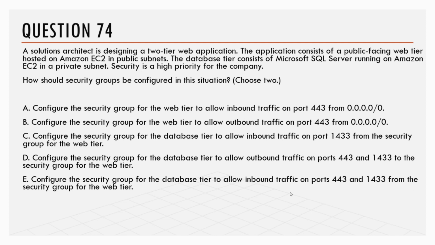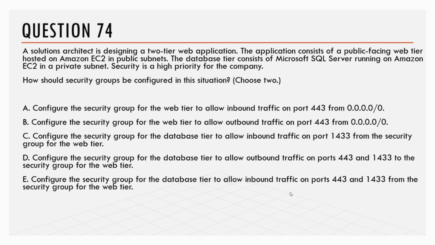A solutions architect is designing a two-tier web application. The application consists of a public-facing web tier hosted on Amazon EC2 in public subnets. The database tier consists of Microsoft SQL Server running on Amazon EC2 in a private subnet. Security is a high priority of the company. How should security groups be configured in this situation? And you have to choose two options.